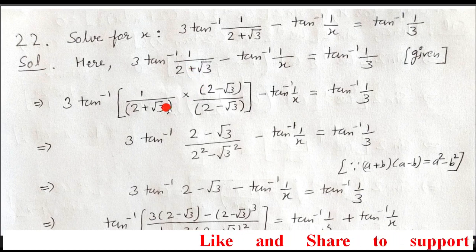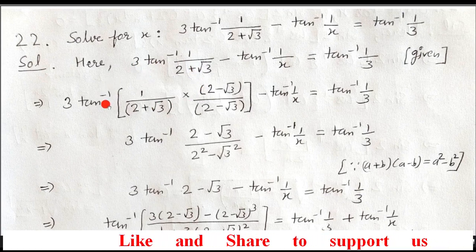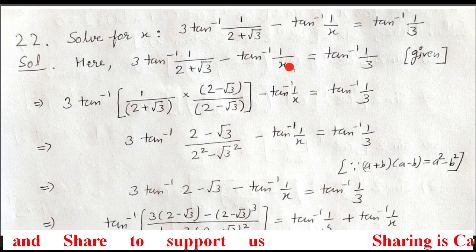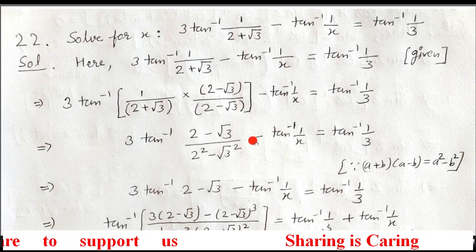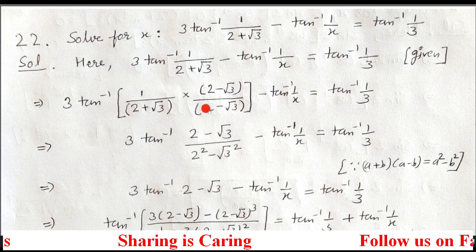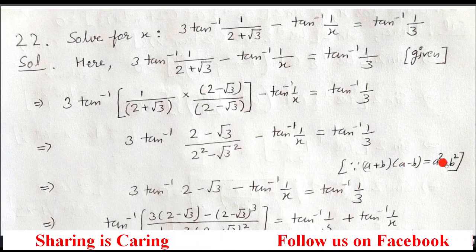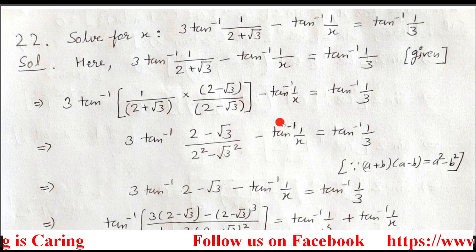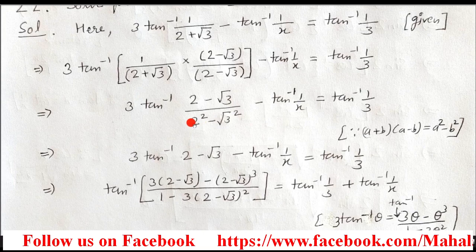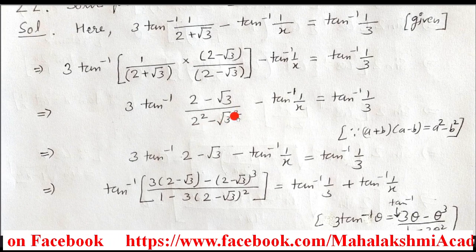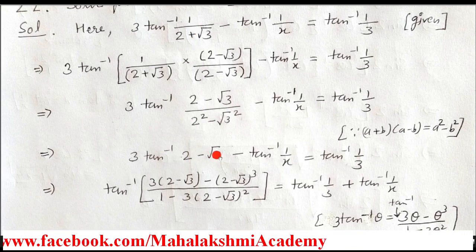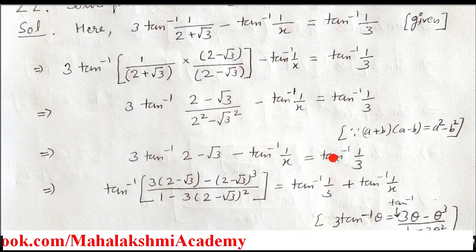In the next step, I wrote this 3 tan inverse as it is and rationalized the denominator so that I can simplify it, and the remaining terms I wrote as it is. After rationalization, in the denominator I use the a plus b, a minus b formula, that is a square minus b square. Now when we solve this, we get 4 minus 3, that is 1. So the denominator is only 1, and we simplified it as 2 minus root 3, and the other terms I wrote as it is.